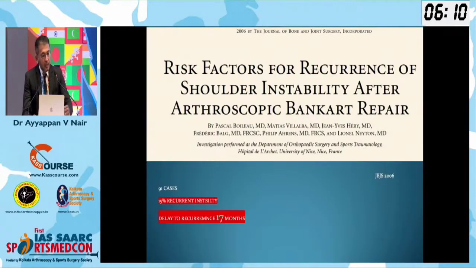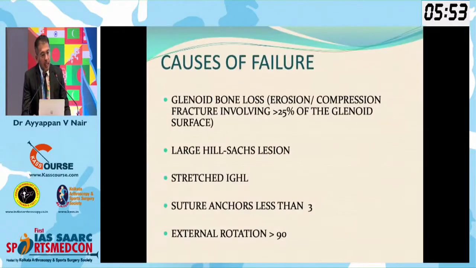Coming to another paper, 91 cases. The percentage of recurrent instability was 15%, and the delay to recurrence was, interestingly, around 17 months. So we should expect recurrences at around 1.5 to 2 years, when we should start seeing them. Again, the takeaway from this paper was that there are certain important factors which we have to keep in mind which are responsible for failure.